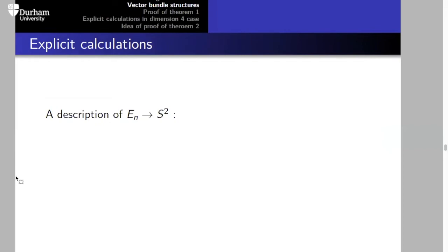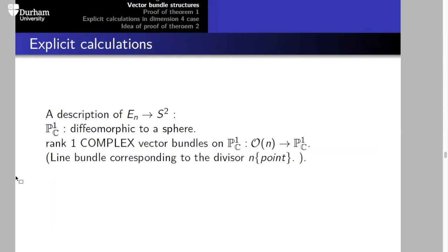complex line bundles. In other words, if you look at the projective line, the complex line, it's the Riemann sphere, it's diffeomorphic to a sphere. I'm not saying anything about complexification or anything. It's just, as an object, it's diffeomorphic to a sphere. If I take a rank 1 complex vector bundle on the projective line, I can look at it as a rank 2 real bundle over the sphere.